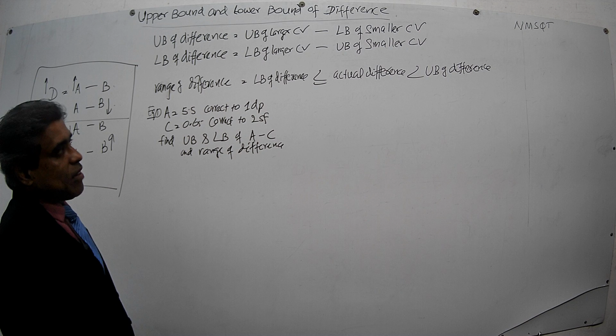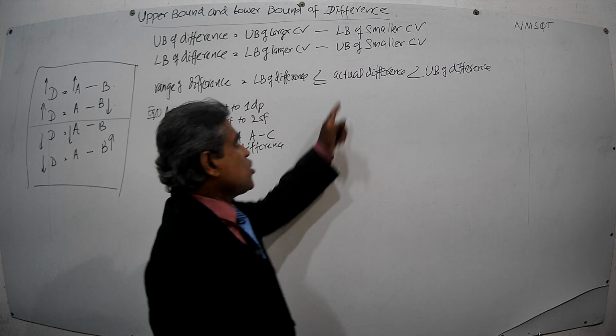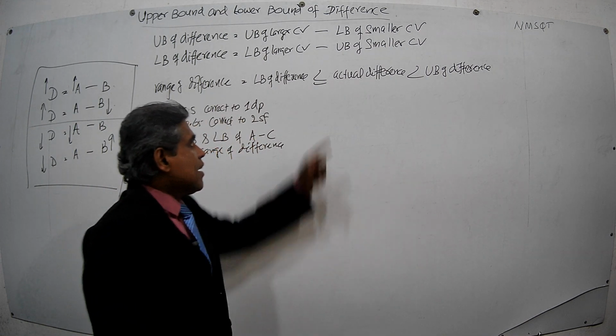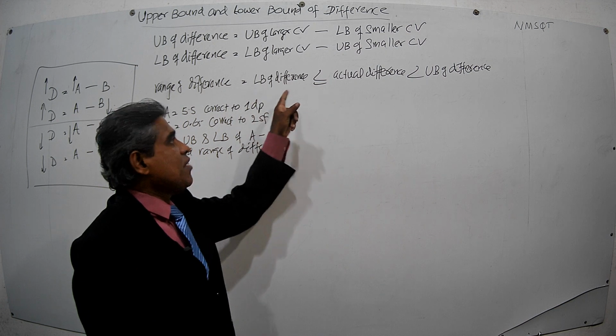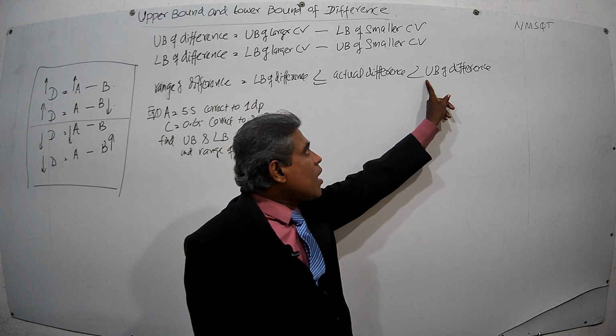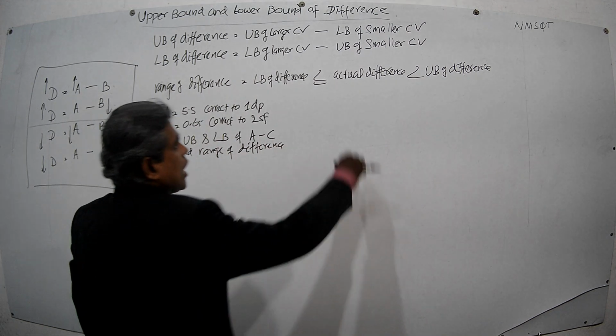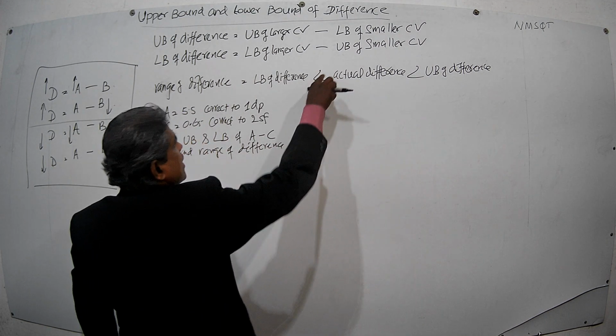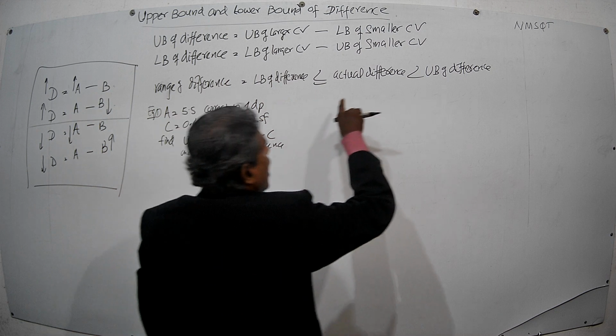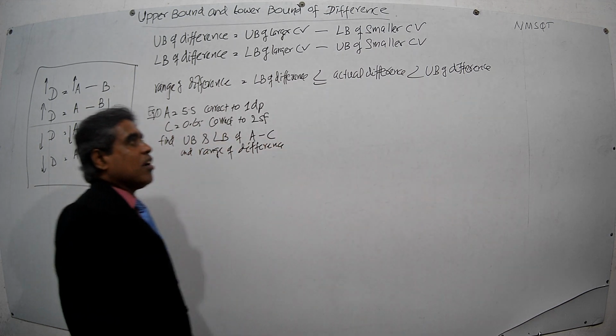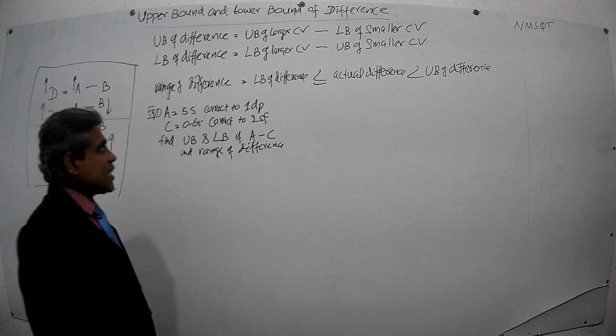Then the range of difference. Difference, as usual, is greater than or equal to the lower bound of difference and less than the upper bound of difference. Right. And then the actual difference is greater than or equal to the lower bound of difference and less than the upper bound of difference. Right. Now there is an example. We try the example. Right.